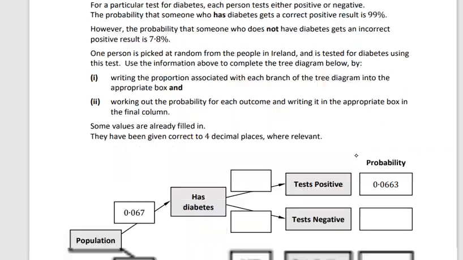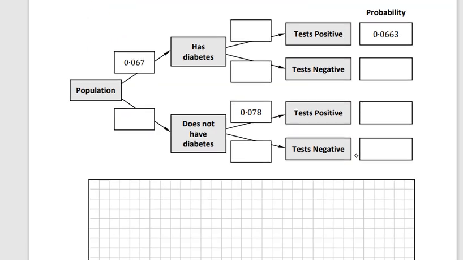This is question 9. It starts off with a probability tree. We just need to know that each set of branches has to add up to 1. So if that's 0.067, the other one has to be 0.993. You take away from 1 each time. The very bottom one has to be 0.992.